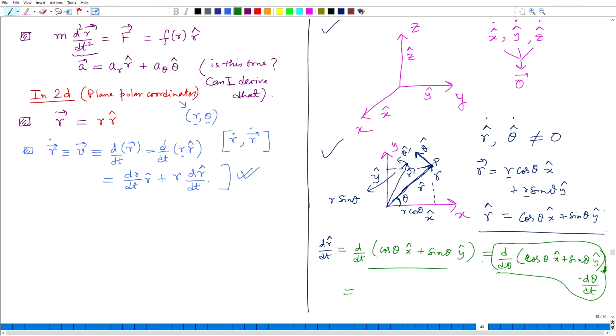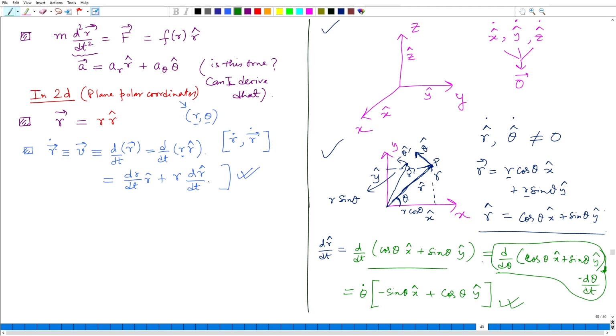I can write this d theta dt as theta dot, and what is d/d theta of these things? This is nothing but minus sin theta x cap plus cos theta y cap. And what is this? I still do not know, because I do not have any idea about theta cap, how to write that.